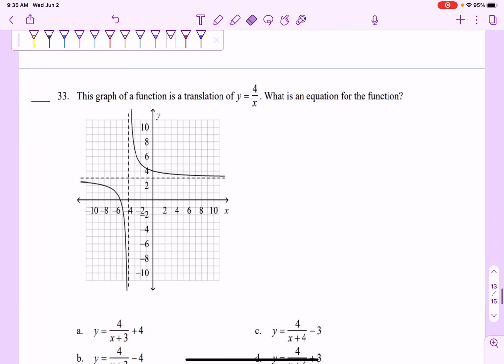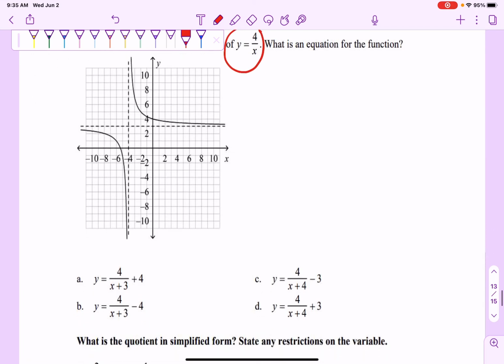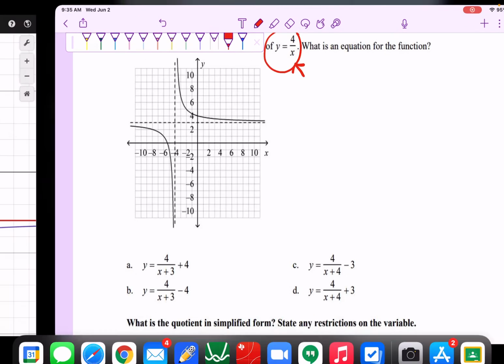Okay. This one says this graph of the function is a translation of y equals 4 over x. What is the equation for this function? So first of all, you're going to see with all of these that they all have 4 in the top of the fraction, x in the bottom. That's what it means. Talks about translation. I think the easiest part, though, to look at with these is just to see what this graph would look like to begin with. So let me stick that into Desmos.